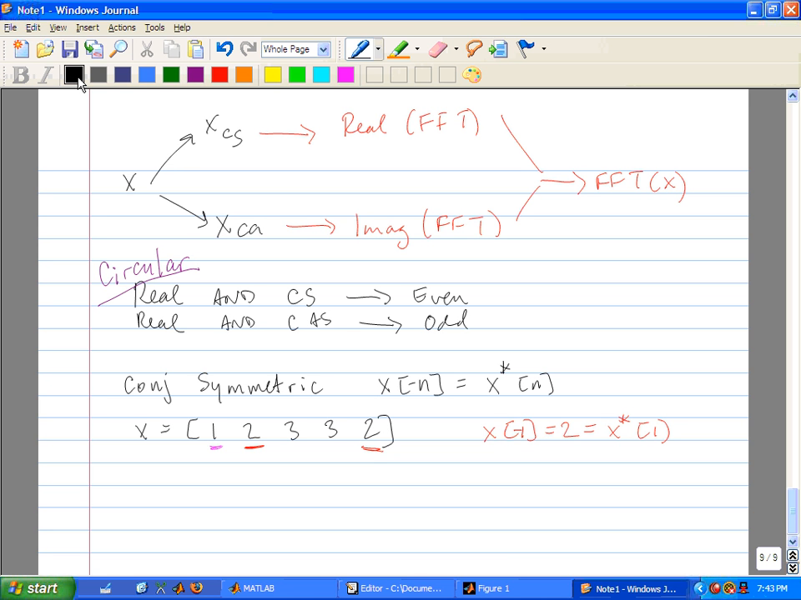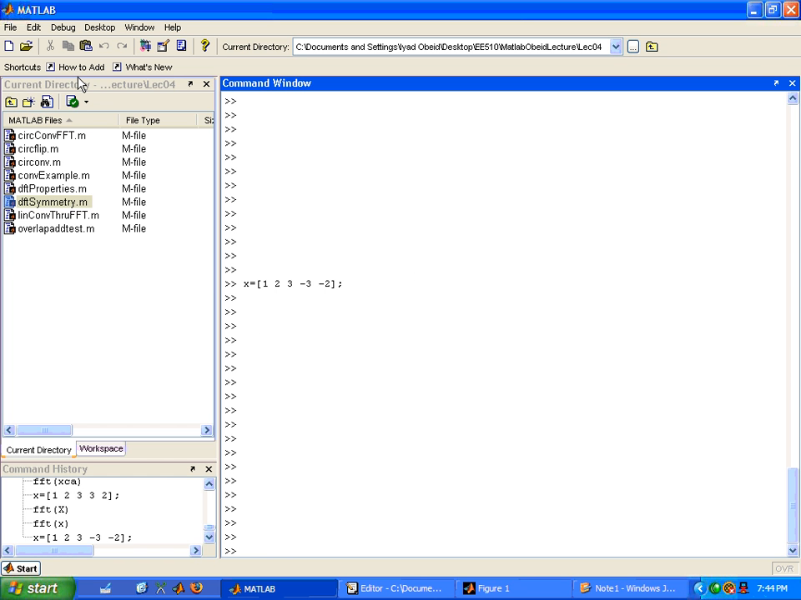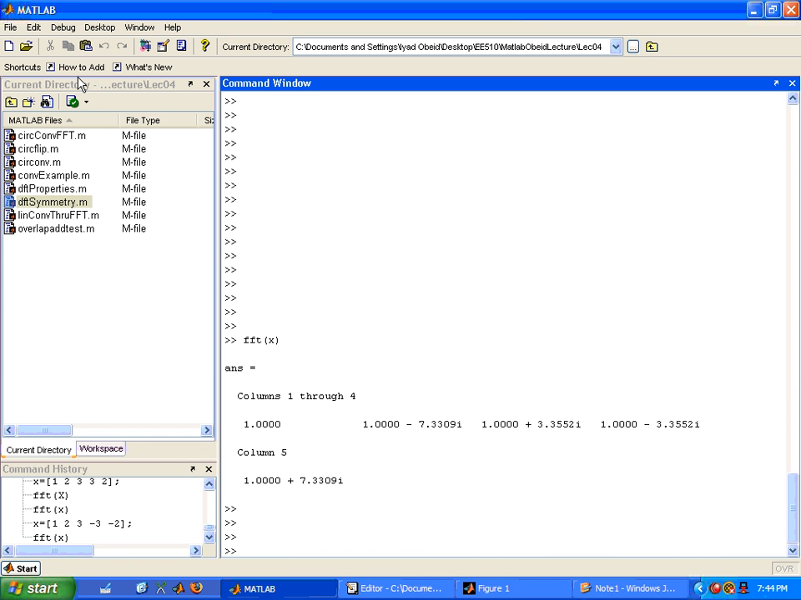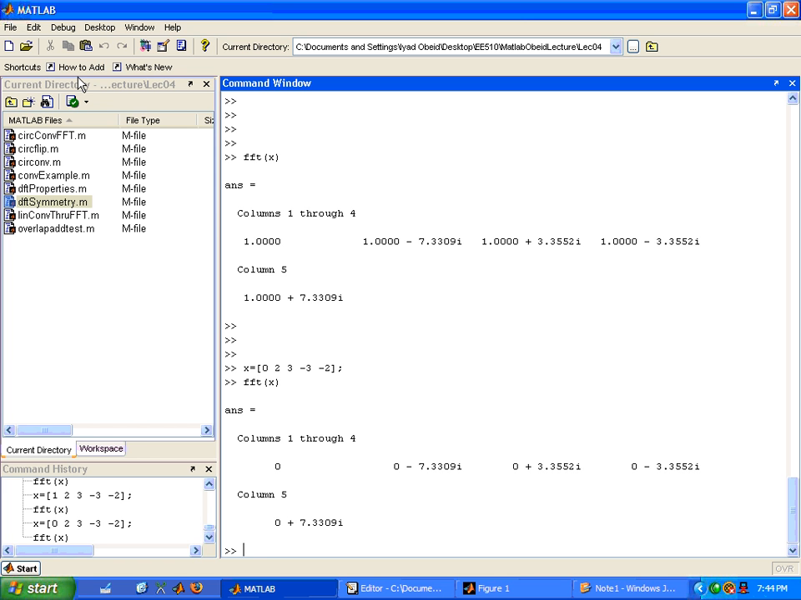But isn't it neat though? You come to MATLAB and this stuff just works. If we create an odd signal, so 1, 2, 3, negative 3, negative 2, here's a purely odd signal. If I take its FFT, I should get something that's... that didn't work. I think the first element has to be 0. Yeah, there we go.